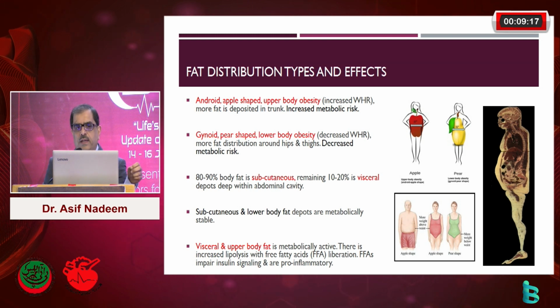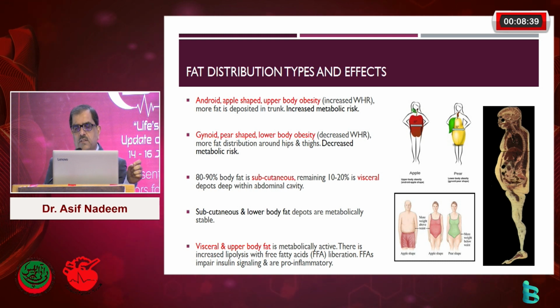There are two types of fat distribution: apple-shaped and pear-shaped. Apple-shaped is upper body deposition of fat, and pear-shaped is lower body deposition of fat. If the fat is deposited below the waistline, it can be taken as okay, but if it is above the waistline, it is bad. Upper body fat increases the waist to hip ratio, and it is metabolically more active, and the patients are at risk. But lower body fat is okay. They are less at risk.